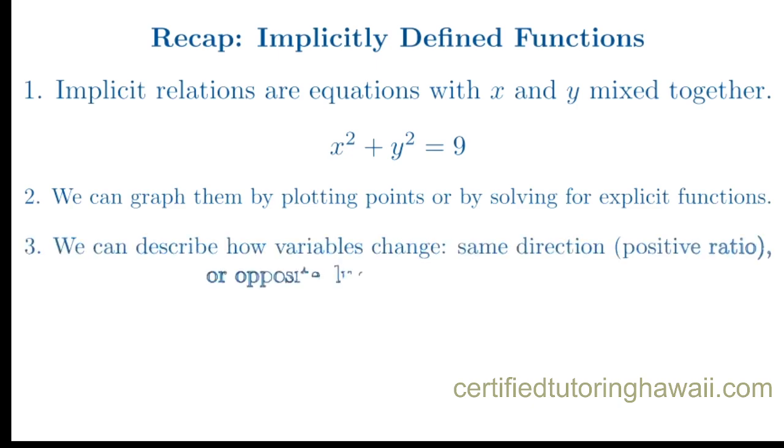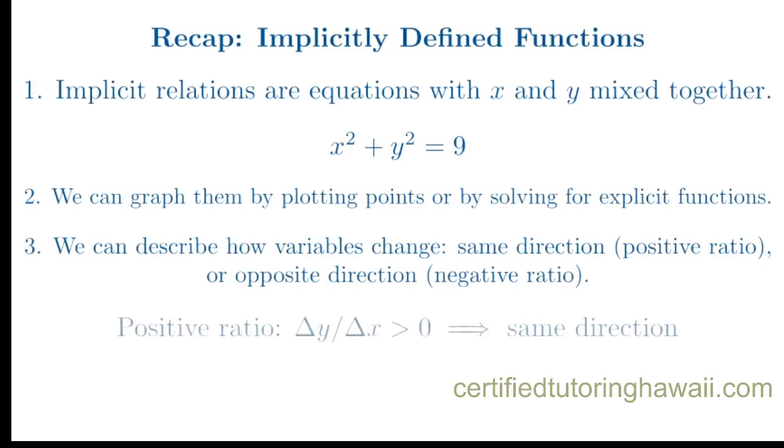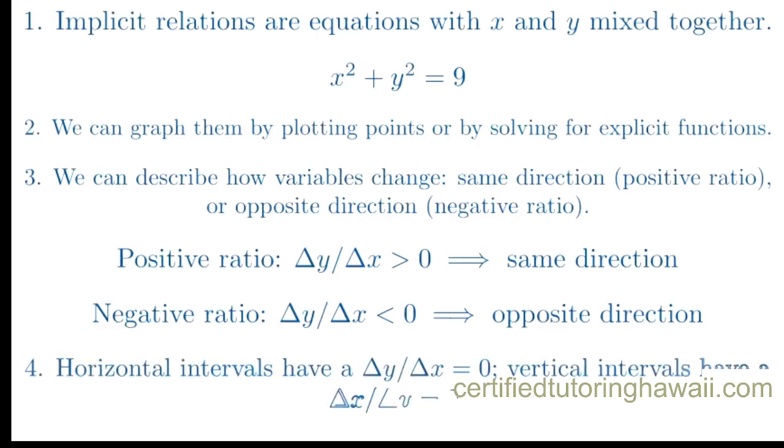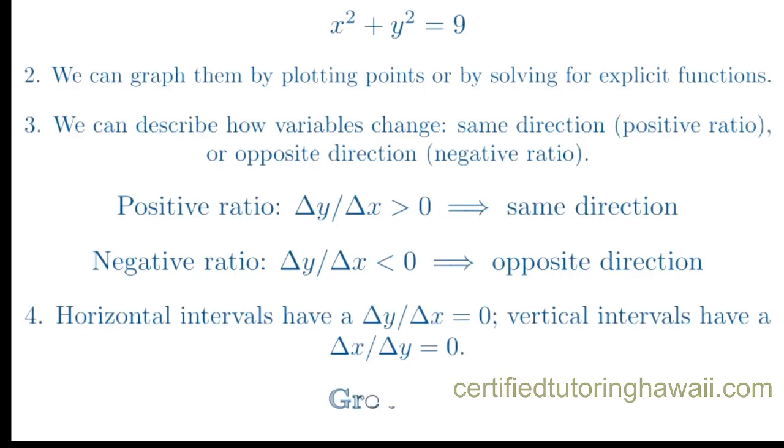Third, we learned to analyze how the variables vary together. A positive ratio of changes means they increase or decrease together, while a negative ratio means one increases as the other decreases. This is a crucial concept for calculus. Finally, we explored horizontal intervals, where y's change with respect to x is 0, and vertical intervals, where x's change with respect to y is 0. You now have the tools to analyze these types of complex but very common mathematical relationships. Great job!